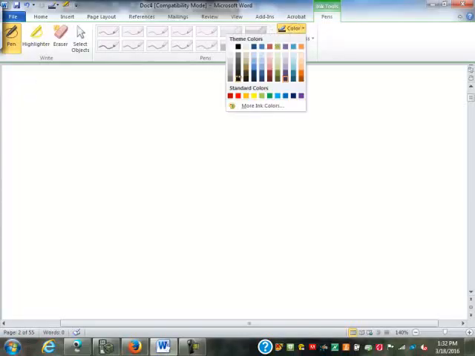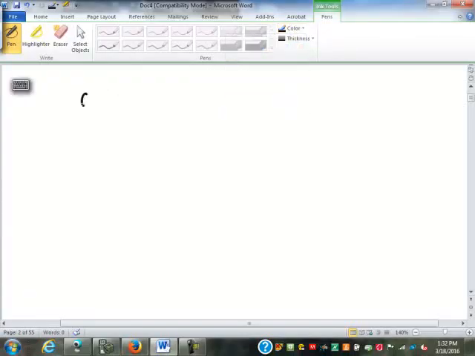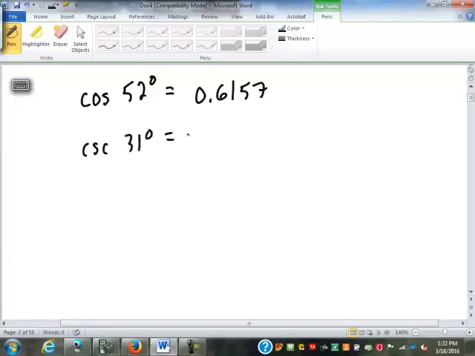So just kind of a quick review of what we did. If I need to find the cosine of 52 degrees, what do I do? You just punch it in the calculator, right? What are you going to get? 0.6157.